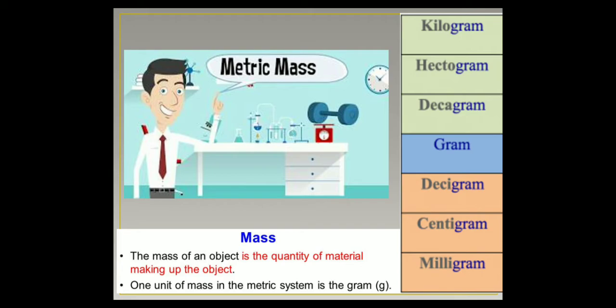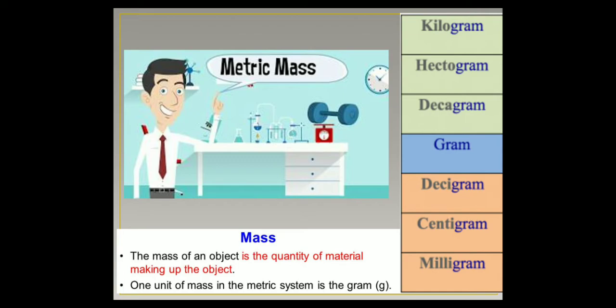It goes from kilogram, the highest unit in mass, then hectogram, decagram, gram, decigram, centigram, milligram. Did you see kilo, hecto, deca, the prefix remains the same, only the suffix differs. For length we use kilometer, hectometer, decameter, meter, decimeter, centimeter and millimeter. For mass we use gram: kilogram, hectogram, decagram, gram, decigram, centigram, milligram. Clear? So mass is about the quantity of material making up the whole object that we measure.